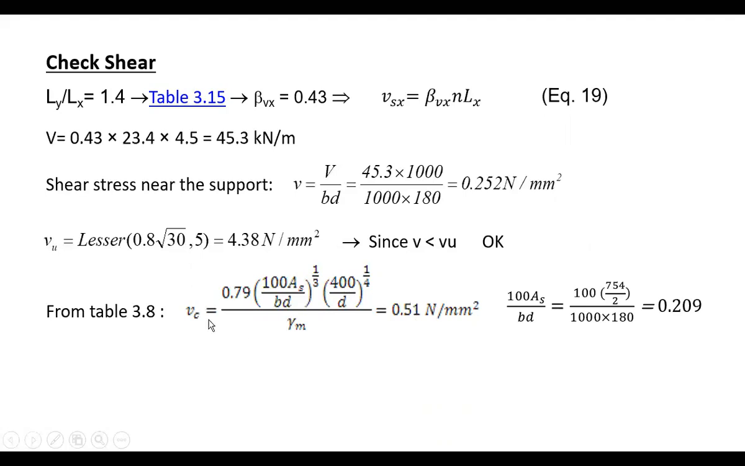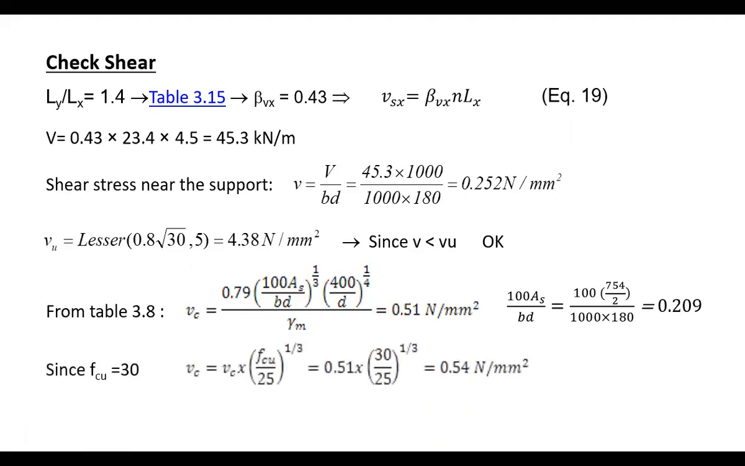the end because this value is calculated for a concrete compressive strength of 25 megapascal or less. So in our case here, we have a concrete compressive strength of 30 megapascal. So the values that we calculated here should be multiplied by FCU divided by 25 to power 1 over 3, which is 30 over 25 to power 1 over 3. So it increased a little bit from 0.51 to 0.54 Newton per millimeter square. And for sure here you can see that the V, the shear stress, is much lower than the shear carried by the concrete. So it means the shear is safe.